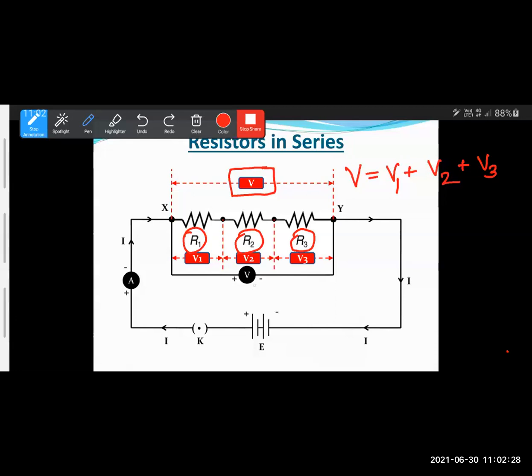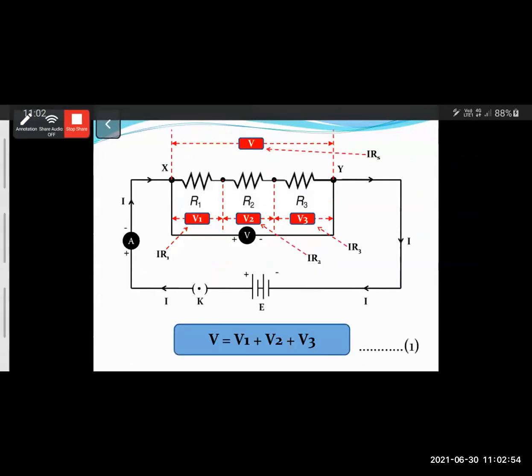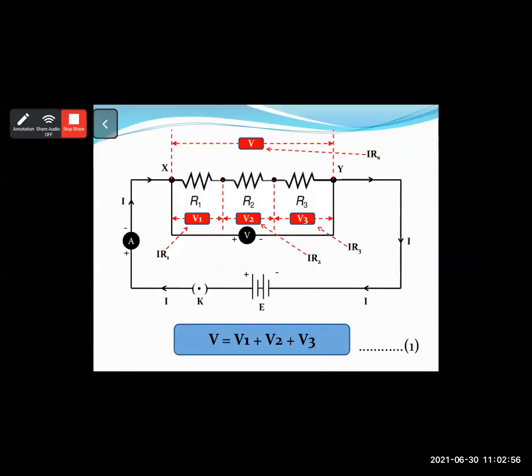Okay, so the total voltage between the points X and Y will be the sum of the individual voltages across all the individual resistances. मतलब इन तीनों resistors के बीच में, means ये resistor R1, resistor R2 और resistor R3 का जो वोल्टेज होगा V1, V2 और V3, इनका जो एडिशन होगा वो टोटल वोल्टेज होगा. Okay, so let us study further.